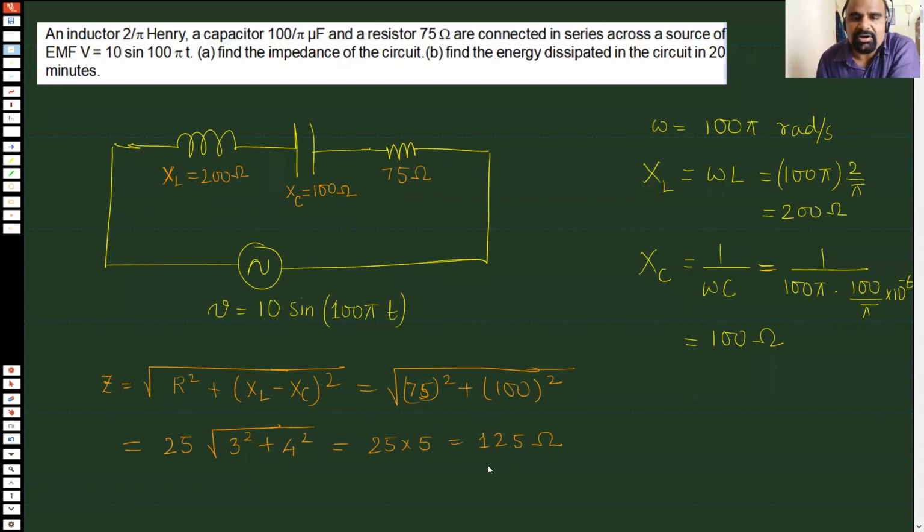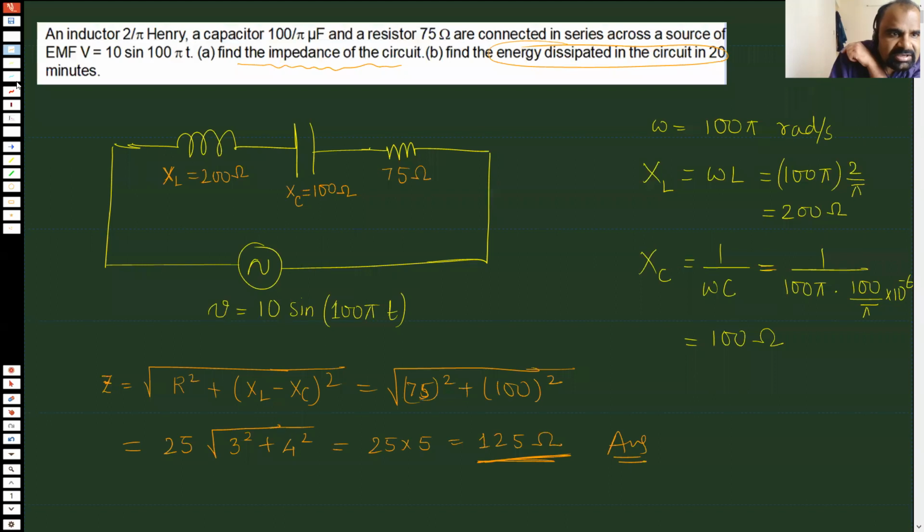Okay, so we got the impedance as this. This is one of the answers. The question was to find the impedance of the circuit. We did that. Now find the energy dissipated in the circuit in 20 minutes. Can you please do this now? Yesterday I taught power delivered by the AC source and power consumed by the circuit elements. Both have a different formula, but both eventually come out to be the same.